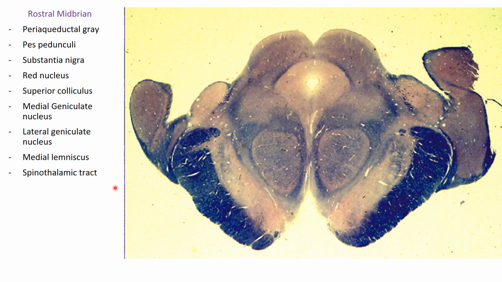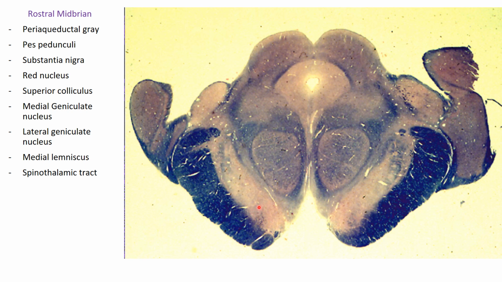So again, how do I know that I'm in the midbrain? I look anteriorly and I see the cerebral peduncles. And then the cerebral peduncles are made up of the pes pedunculi located more anteriorly. That is that motor component, those motor fiber tracts going from the cortex down inferiorly. And then just posteriorly to that, I have the substantia nigra. So that is going to make up my cerebral peduncles, the pes pedunculi, and this substantia nigra.